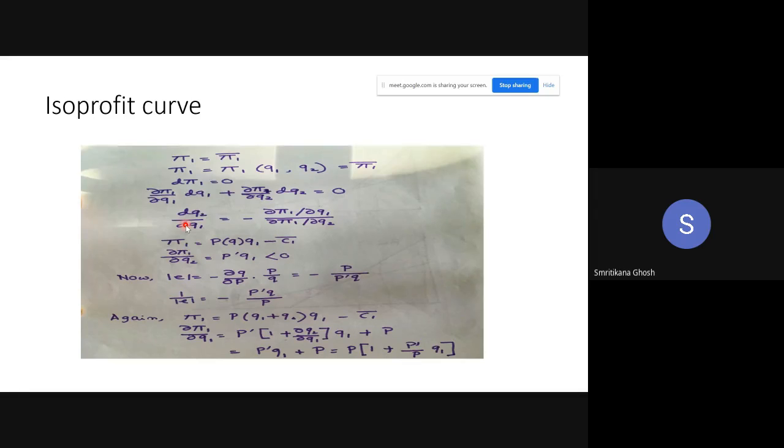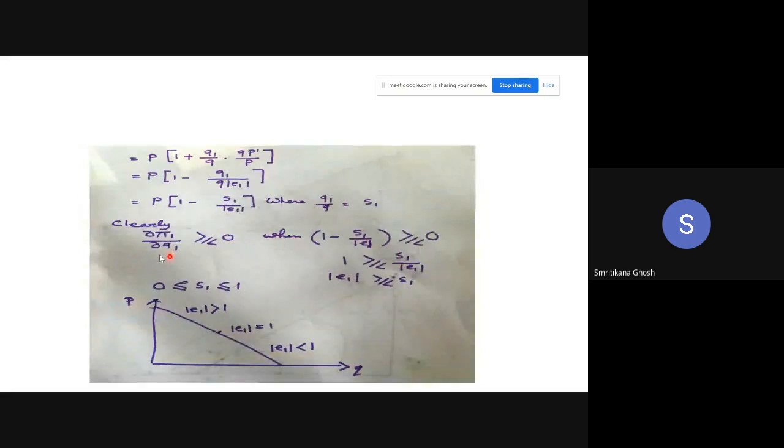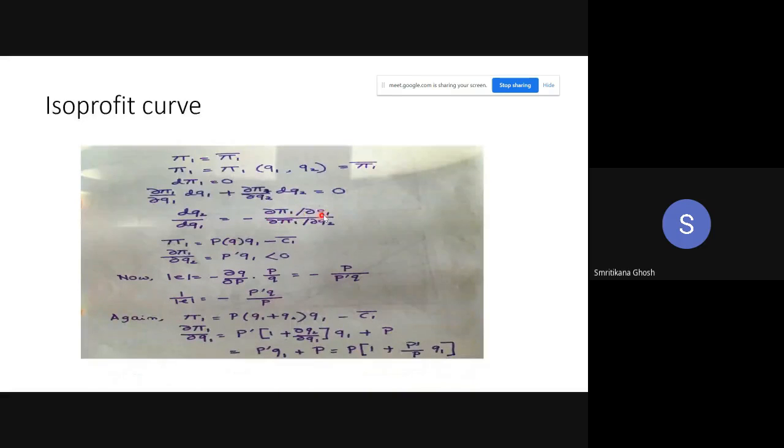When the demand curve is elastic, when it is at the midpoint, that is unit elastic, then your del pi 1, del q1 will be equal to 0. So 0 by something is 0. So the isoprofit curve slope is 0. And after that, del pi 1, del q1 will be less than 0. So the numerator is less than 0, and the ratio is greater than 0 with a negative sign. So the isoprofit curve will be negatively sloped.